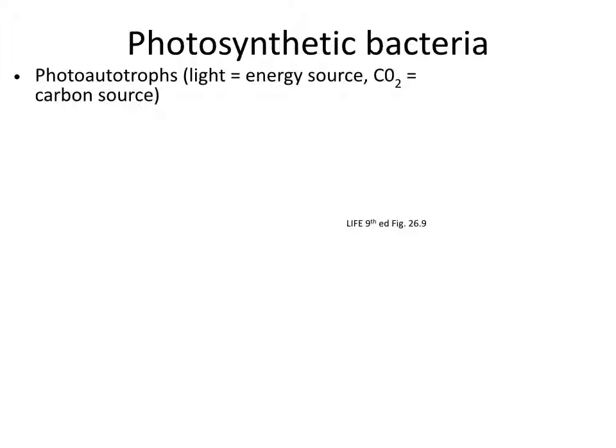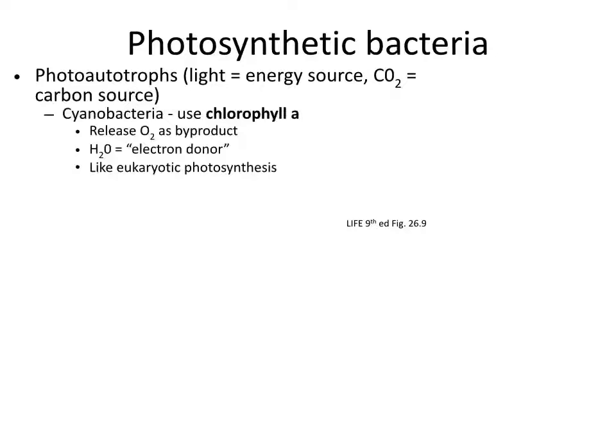So as we mentioned before, the evolution of photosynthesis took place in bacteria, and it was really fundamental to the evolution of all life on Earth and fundamental to evolution of the atmosphere and the entire planet. So without photosynthesis, planetary science of the Earth would be completely different. So photosynthetic bacteria are photoautotrophs. Light is the energy source. CO2 is the carbon source.